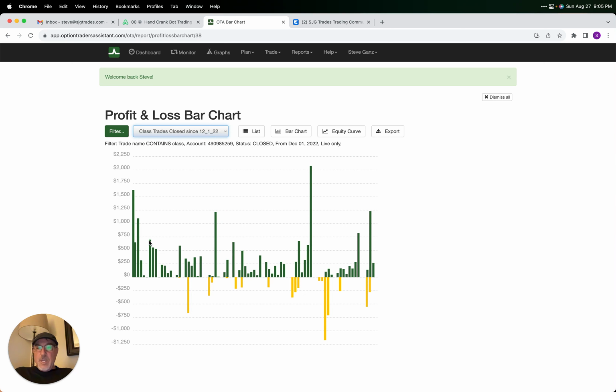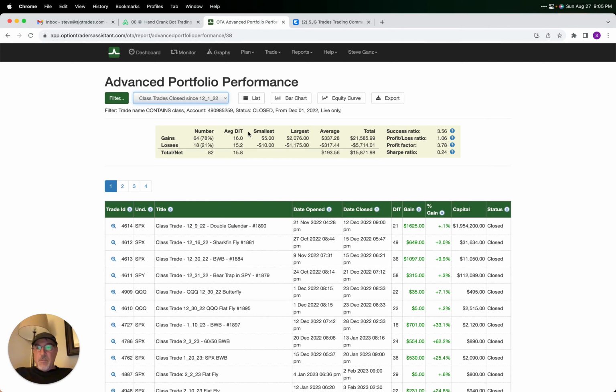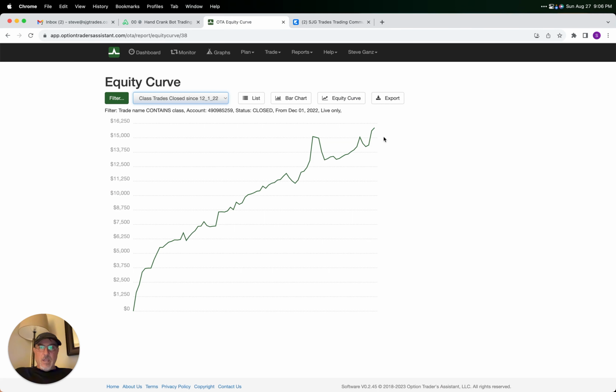Okay, so this shows the P&L of all of the trades that have been made in the service that have closed. And then this is a listing of those trades, where we can see that I've provided 78% winners, 21% losers, average days in trade 15.8, 82 total trades. The smallest and largest trade, the largest loss, largest gain, and then our average loss, average gain. So all of the stats surrounding the various trades, and of course, they result in this particular equity curve.